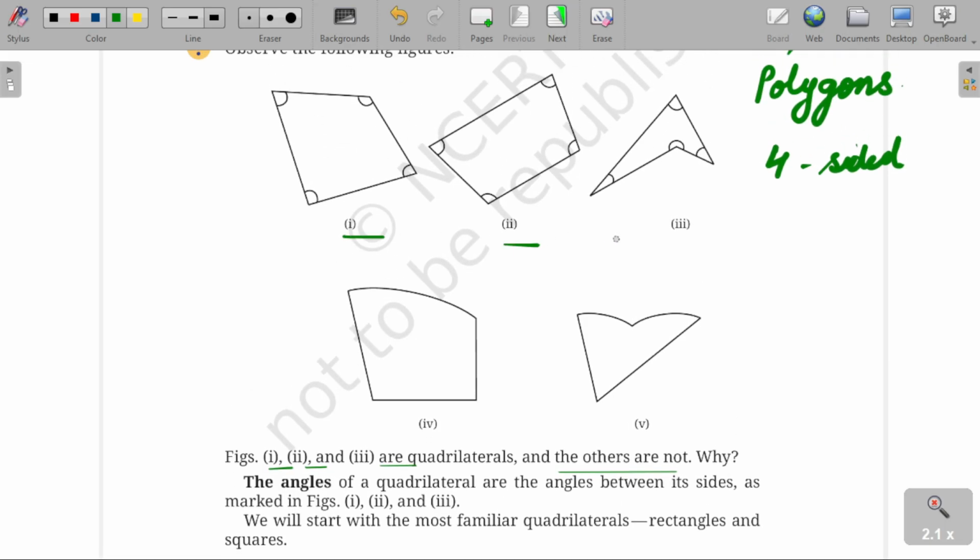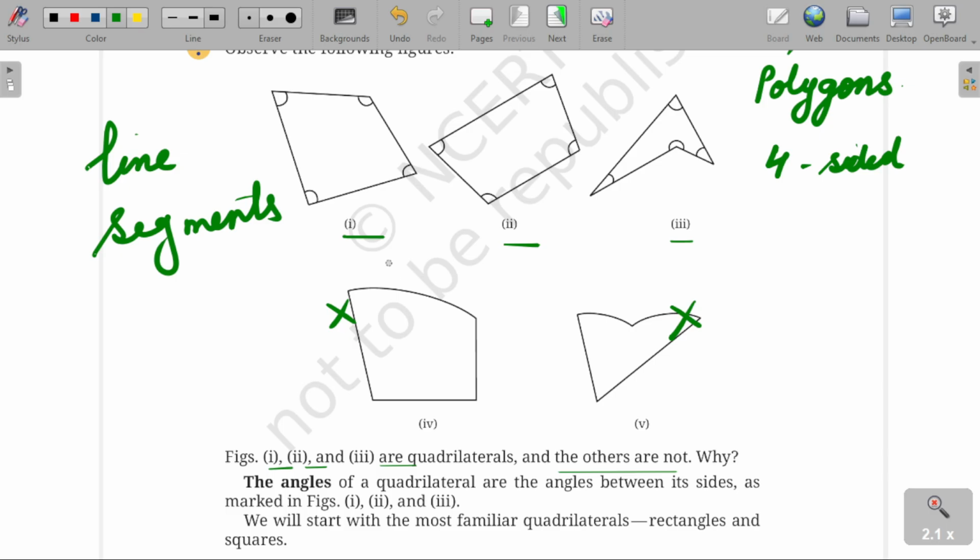Figures 1, 2 and 3 are known as quadrilaterals, but these are not included in this category. The reason behind this is the line segments. A four-sided figure that consists only of line segments is included in the category of quadrilateral. Because there is one side which is curvy, and there are two sides which are curvy, they are not considered quadrilaterals. Fine, so they are not included.